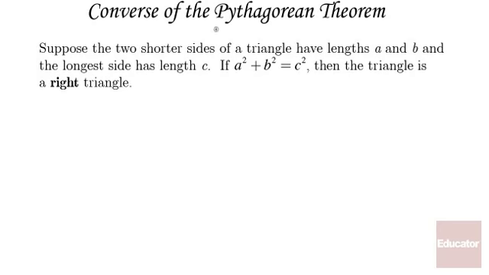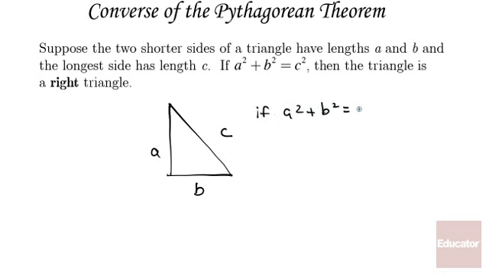Now, the converse of the Pythagorean theorem says that suppose the two shorter sides of a triangle have lengths of a and b, and the longest side has length c. Okay, so we have a triangle. And this time, I haven't been told that it's a right triangle. They're just saying, suppose that you have these two sides, and these are the two shorter, and this is the longer. If a squared plus b squared equals c squared, then this is a right triangle.